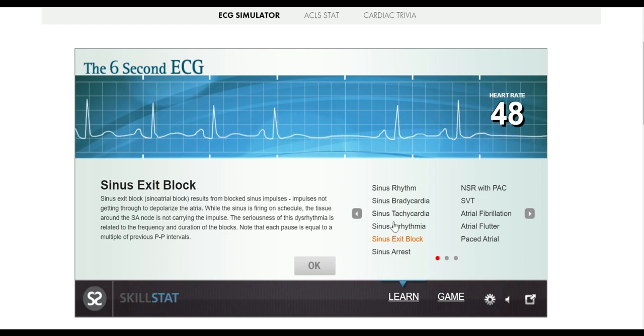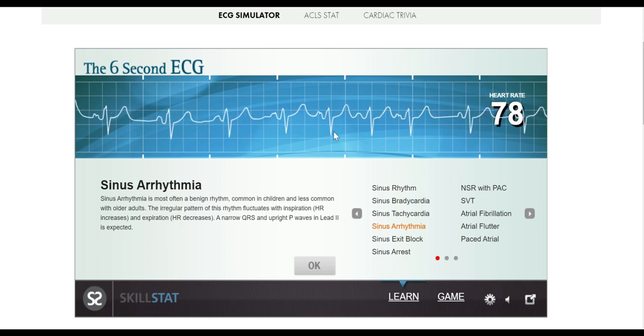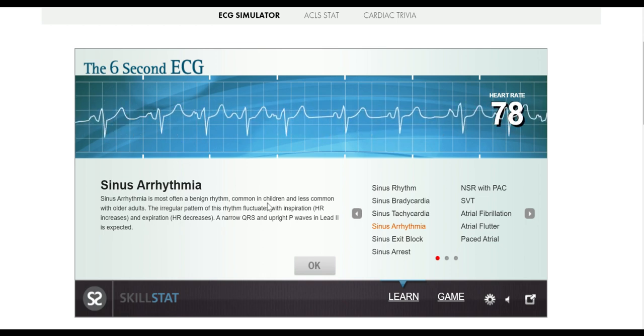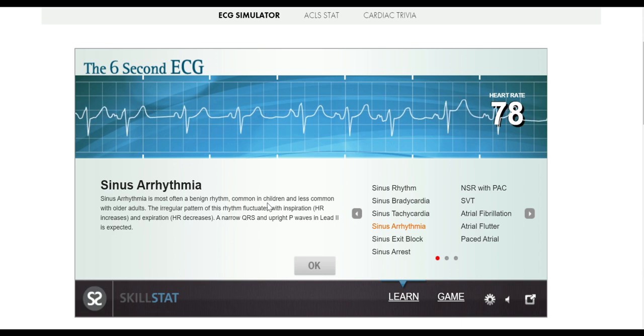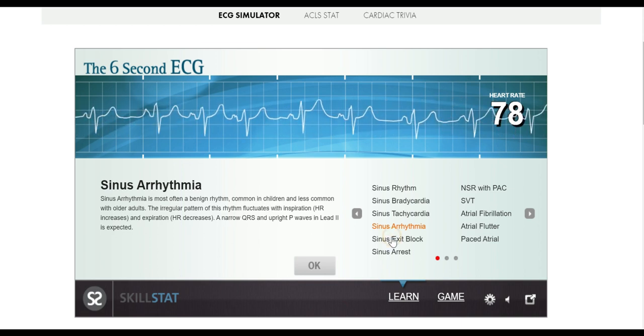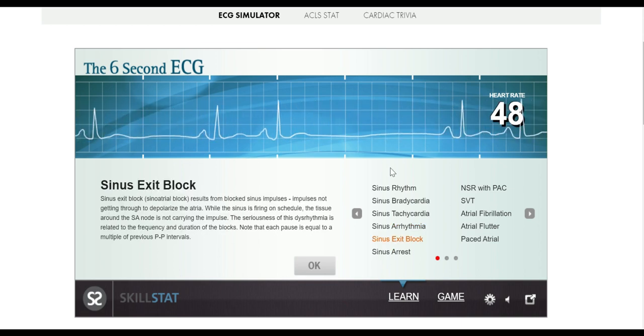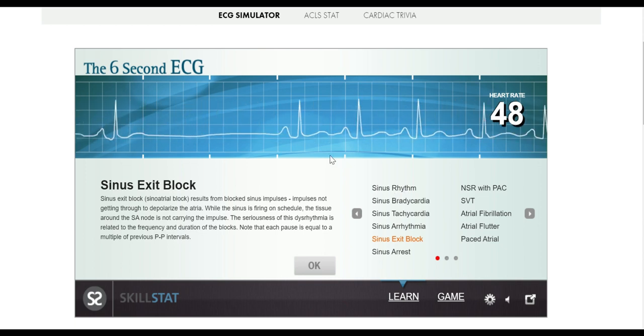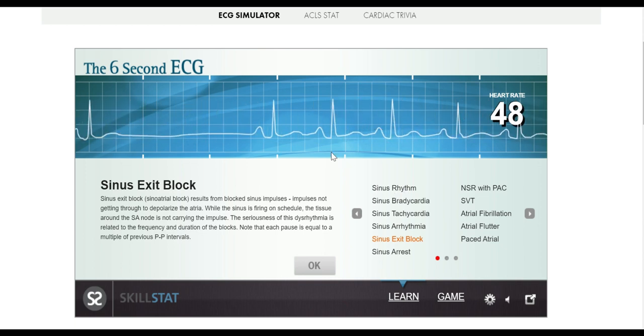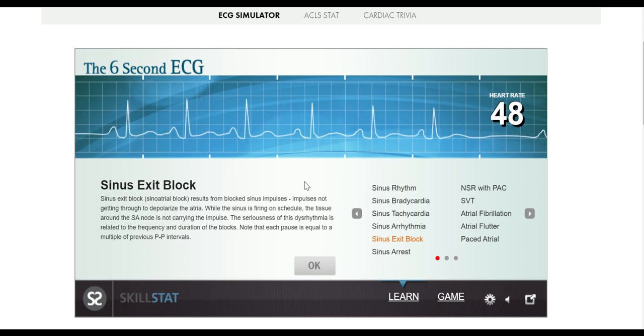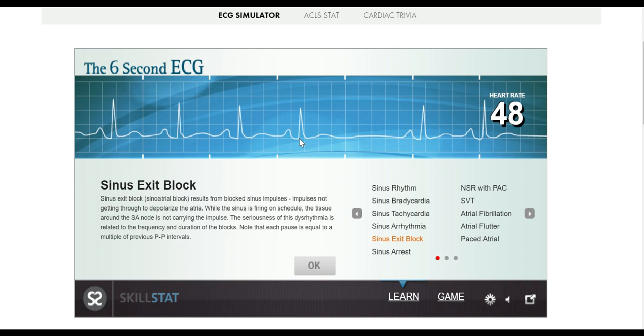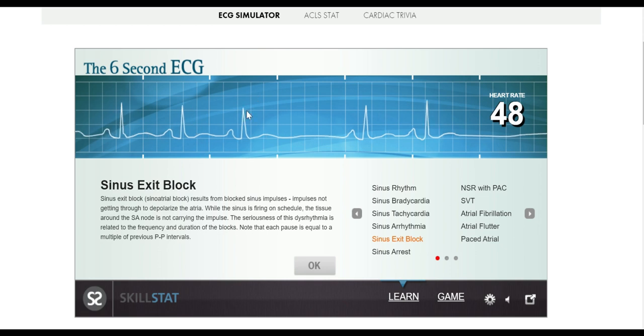If we go back to the sinus arrhythmia, everything is irregular. Here with the sinus exit block, everything is not irregular. So you have some parts that are normal sinus rhythm, but you just have that pause. And I know that it's sinus exit block and not sinus arrest because if I measure 2 consecutive R to R's, it's going to equal this pause.